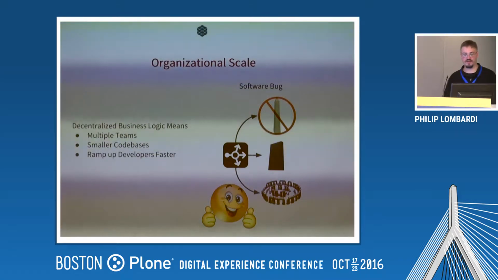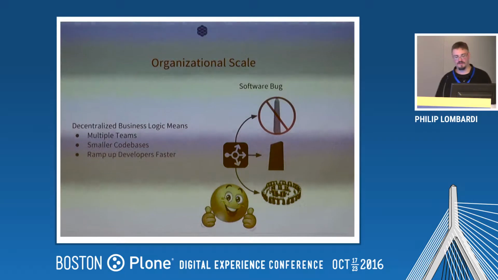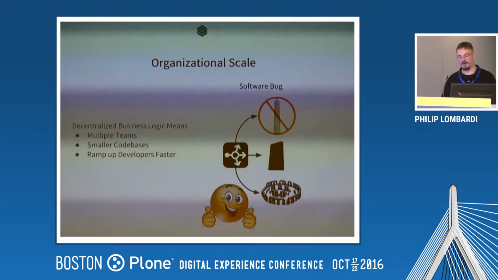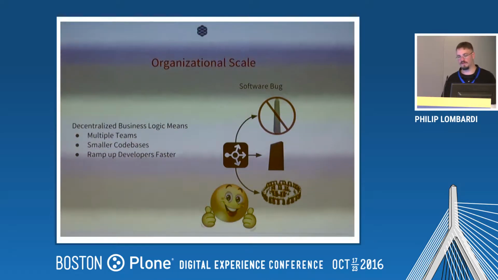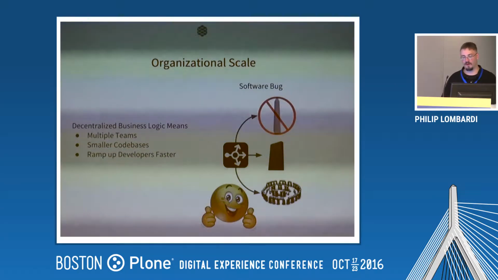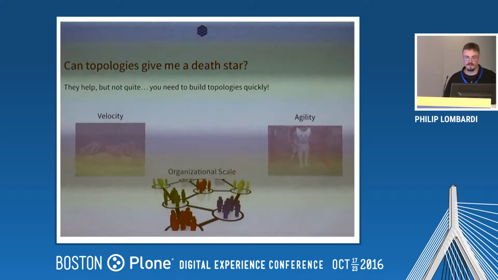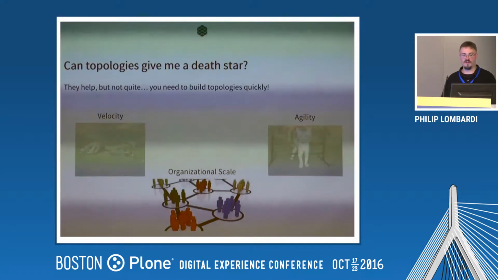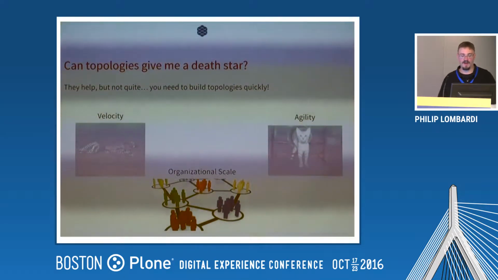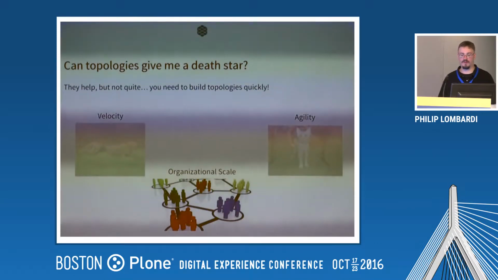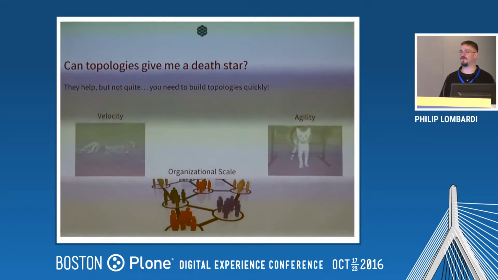And decentralized business logic goes back to the multiple teams. You can have people working on individual things, you can have smaller code bases, and you can ramp up your developers faster, which goes back to what your CTO and your CEO are asking for, things they really want. So can topologies give you that Death Star? They help, but not quite. You actually need to build topologies quickly, and this requires a whole bunch of tooling around it.